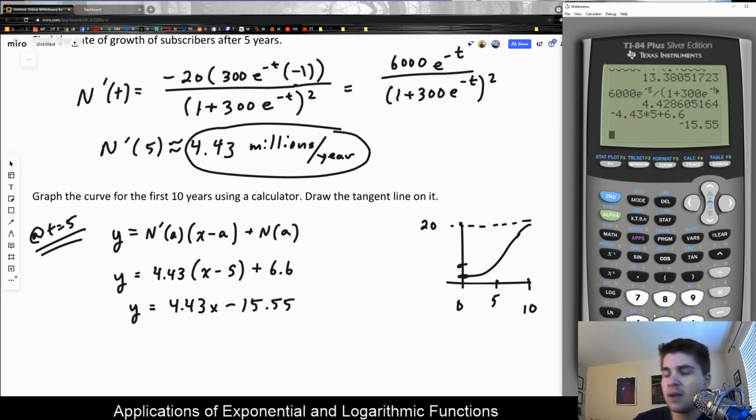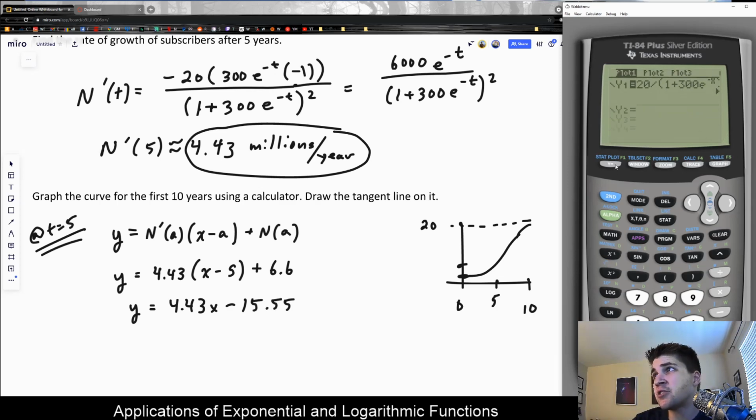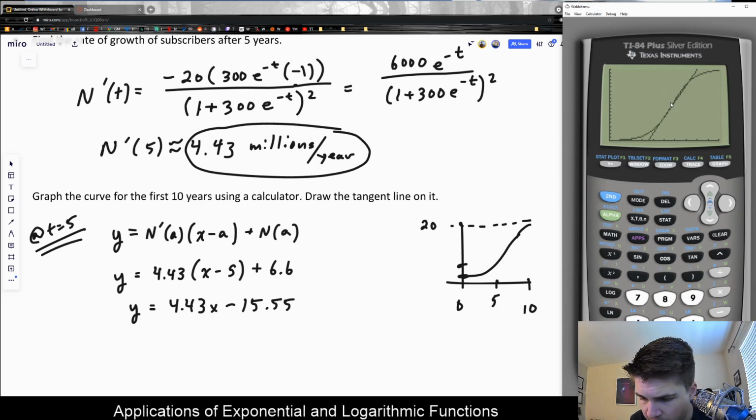And last but not least, we can actually graph the tangent line next to our curve. Go back into y equals and type in this new formula, y equals 4.43x minus 15.55, and graph. That way we can check to see if that tangent line looks pretty good. It seems to check out. Looks like it is the proper tangent line for the curve at that point in time. And there we have it.